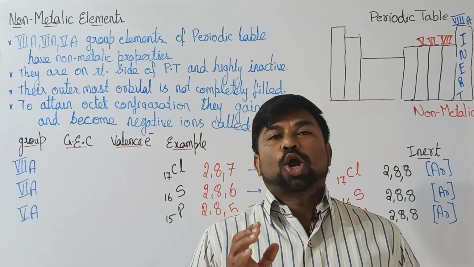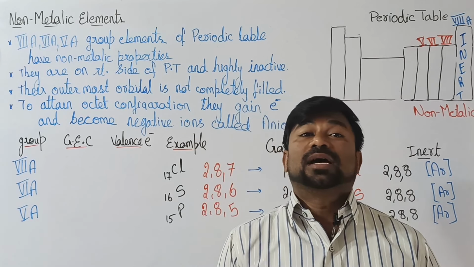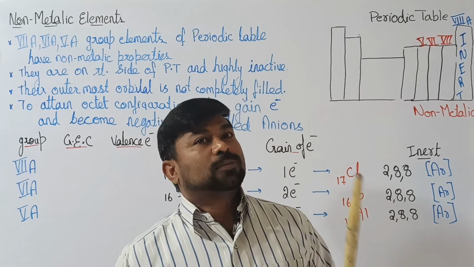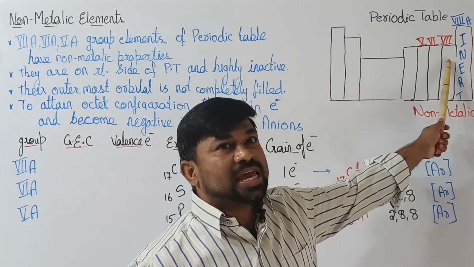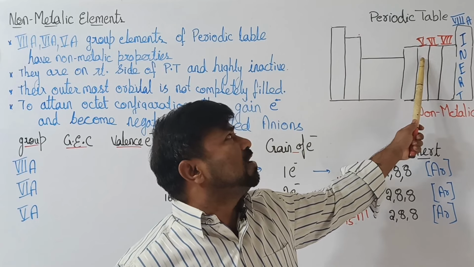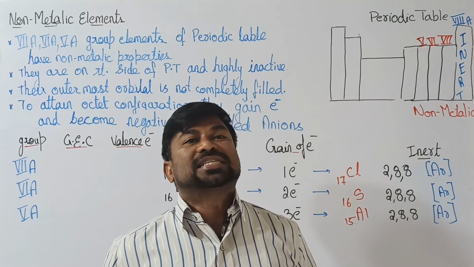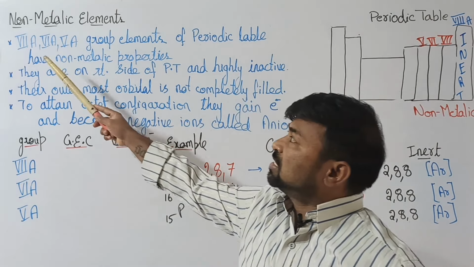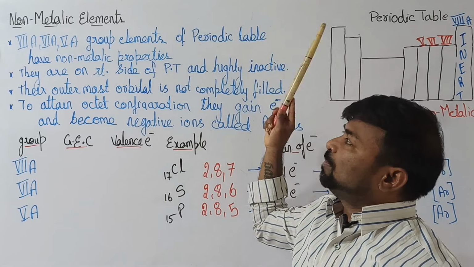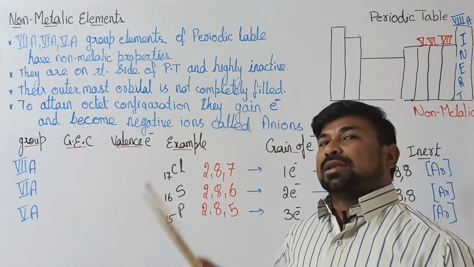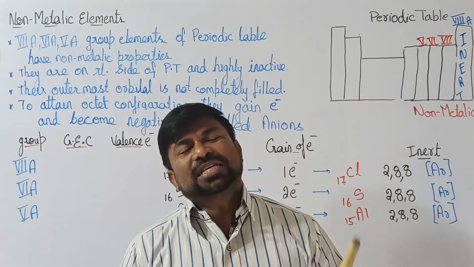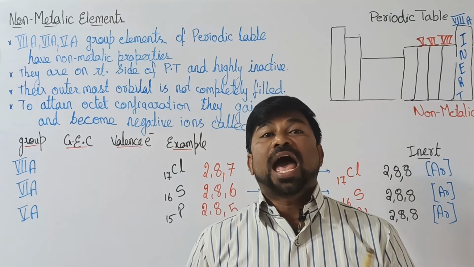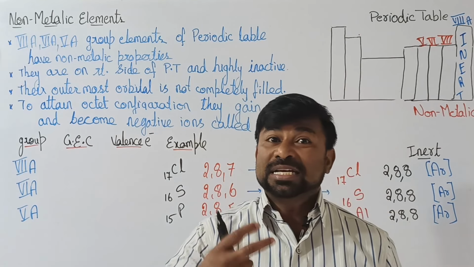Now let's talk about the non-metallic elements present towards the right side of the periodic table. In the periodic table, the 7A, 6A and 5A group elements are considered non-metallic elements. So let's talk about this. 7A, 6A and 5A group elements of the periodic table are non-metallic elements. So what are their properties? Their need to participate in ionic bonding is nothing but to get stability.